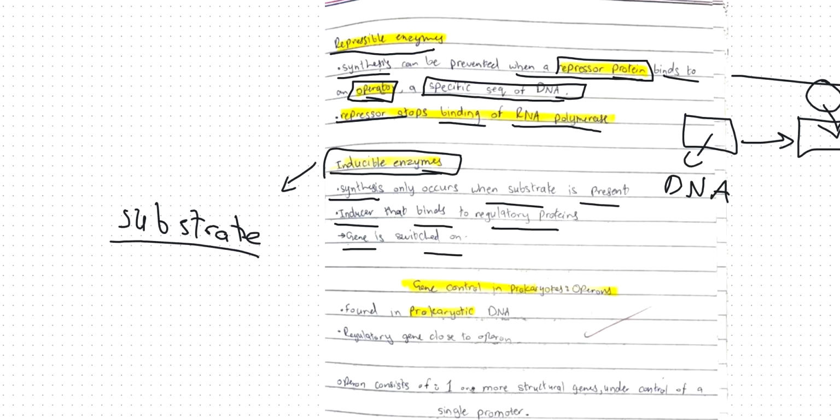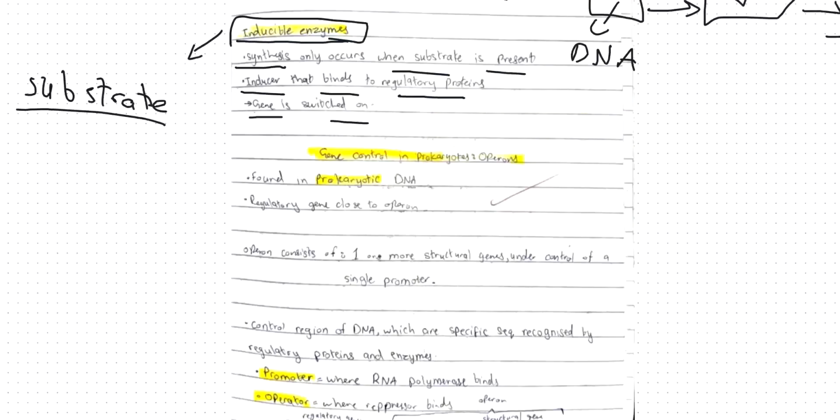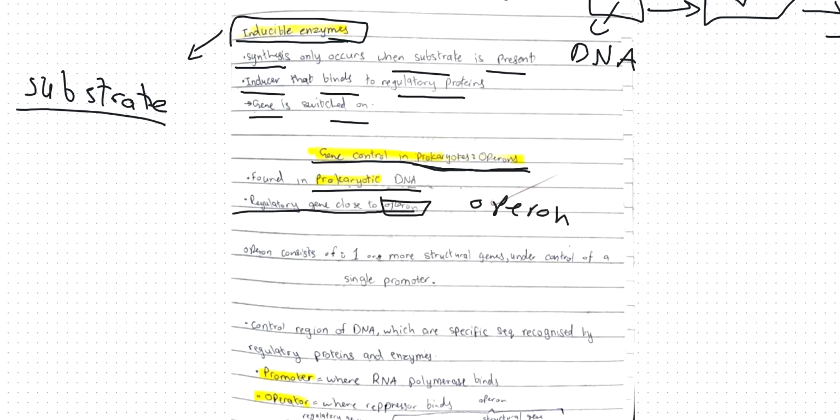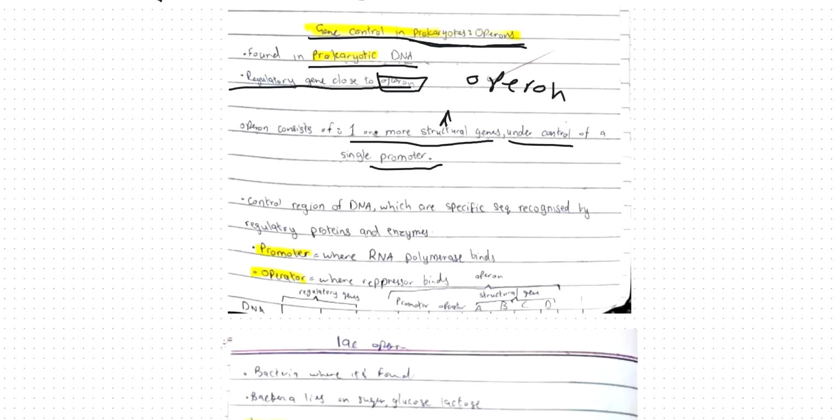And there is gene control in prokaryotes that you need to know. This is the most important topic. Gene control in prokaryotes is found in the prokaryotic DNA. The regulatory gene is close to something called the operon. Remember this name. What is an operon? An operon consists of one or more structural genes, the genes that code for regular proteins for structure. And this is under control of a single promoter. The promoter is the place where RNA polymerase binds.